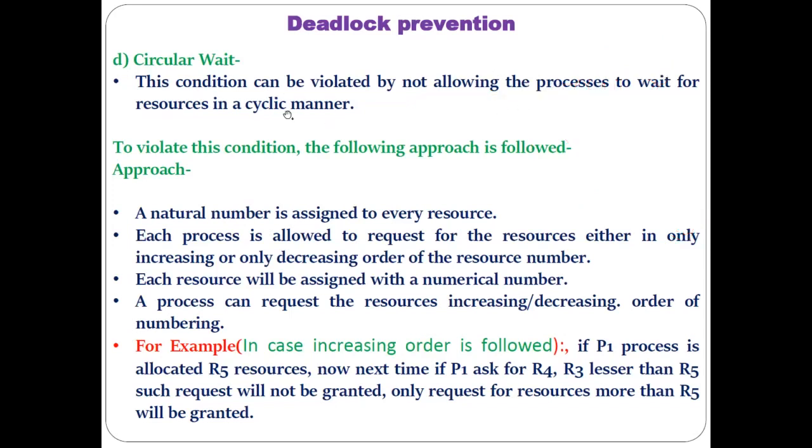So the only solution to avoid the circular waiting is what? Not allowing the process to wait for the resources in a cyclic manner. That is the only thing that can be done to dissatisfy this condition. So to dissatisfy the circular wait, the only thing that can be done is to not let the processes wait for the resources in a cyclic manner. The cycle of waiting by the processes for the resources should not be formed. That is the only solution. So to violate the condition, one approach is utilized here.